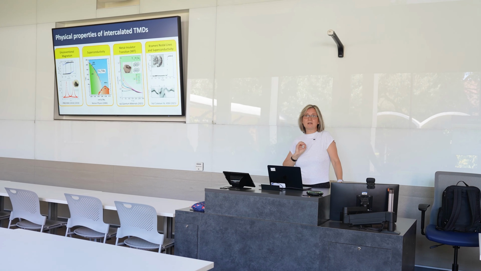But if you don't remember anything, you should remember that in doped or intercalated TMDs, you can have magnetism, often unconventional magnetism. You can have superconductivity, like the example shown here. You can have a metal to insulator transition, which is another example that I hope to get to tell you about. Or you can have superconductivity and something called unconventional topology, or unconventional topological fermions, or Kramers nodal lines. Or you can have both, or a combination of different things.